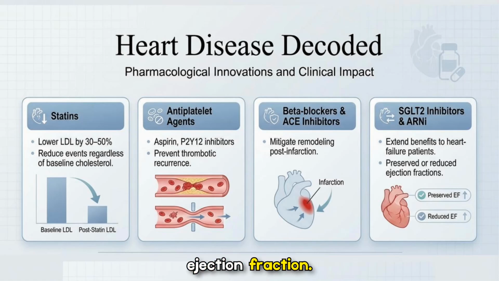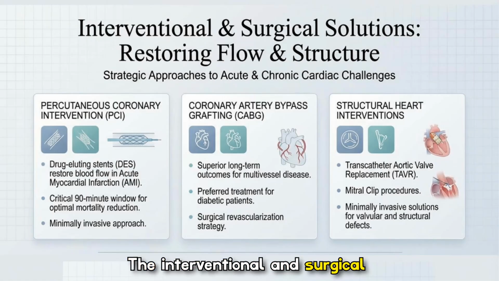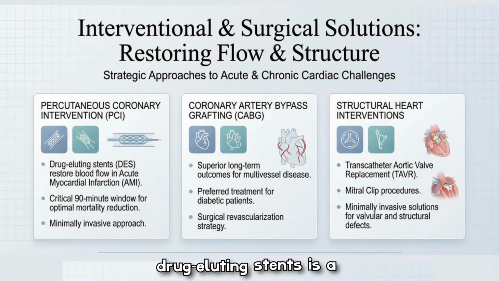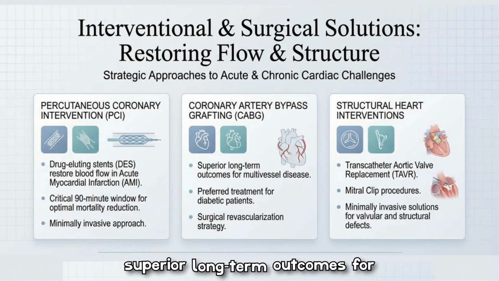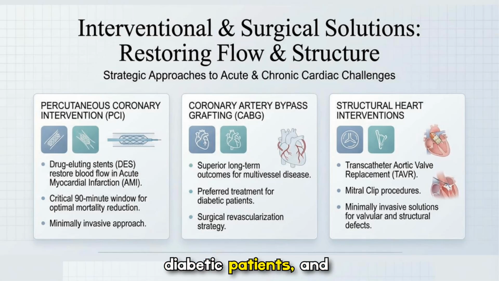The interventional and surgical slide lays out options for restoring flow and addressing structural disease. Percutaneous coronary intervention with drug-eluting stents is a minimally invasive, time-sensitive approach for acute MI. Coronary artery bypass grafting provides superior long-term outcomes for multivessel disease and many diabetic patients, and transcatheter valve and mitral clip procedures offer less invasive solutions for valvular defects.